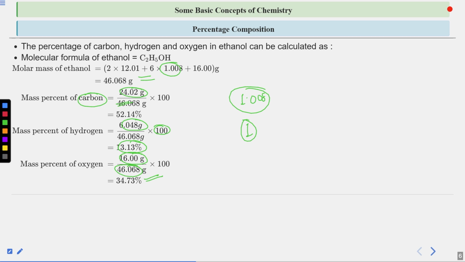You are just taking the atomic weight of carbon. Since there are 2 carbons, you multiply by 2, divide by the total molar mass, and multiply by 100. Never take it as a decimal. Suppose it is 35.5, take it as 35 for chlorine. Don't take the values after the decimal if you want to approximate.